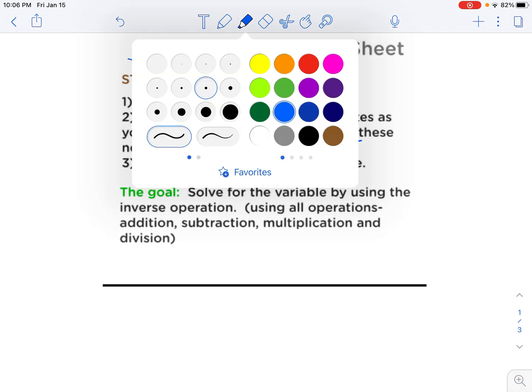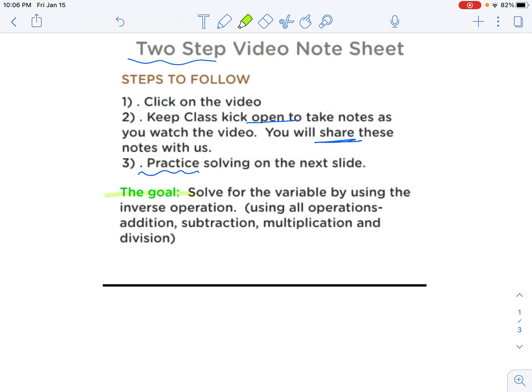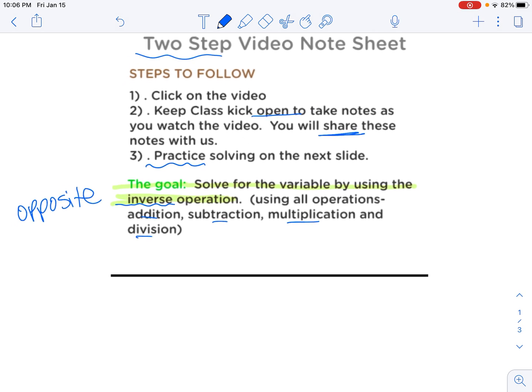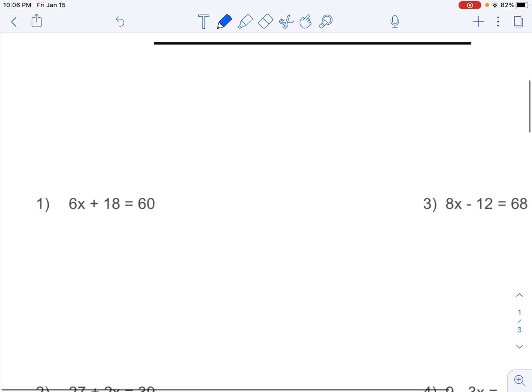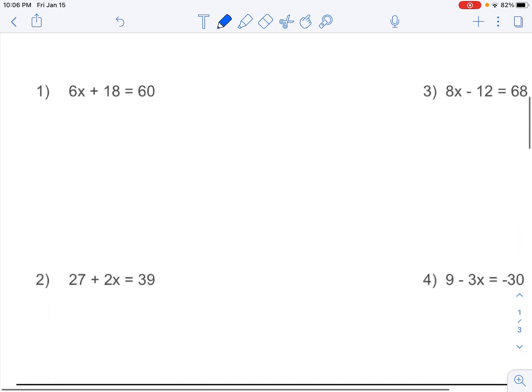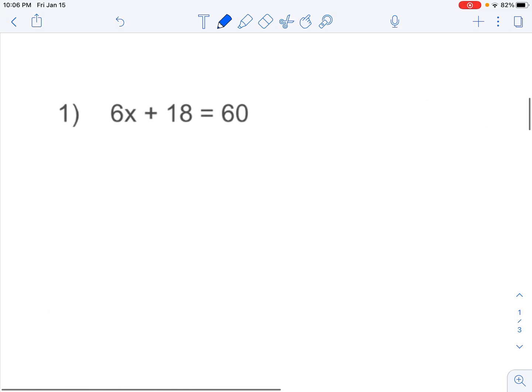Just wanted to point out that the main goal right here is to solve for the variable by using the inverse operation. And that inverse operation means the opposite. So we're going to see all operations of addition, subtraction, multiplication, and division. Okay, so let's move to the first equation that you have. You should have that in your class Kik and be watching the video step by step.